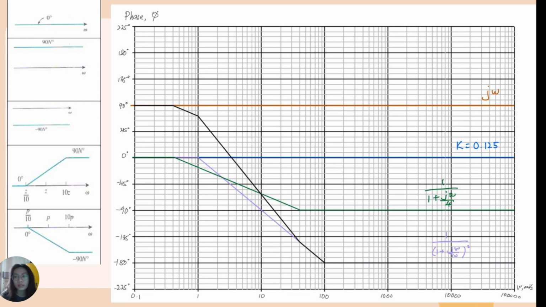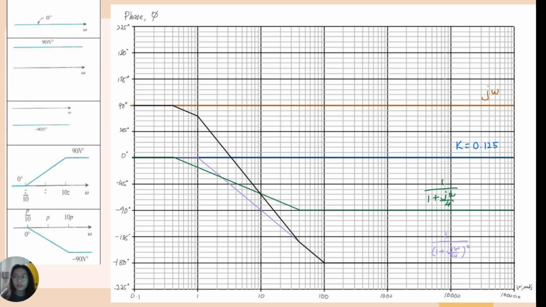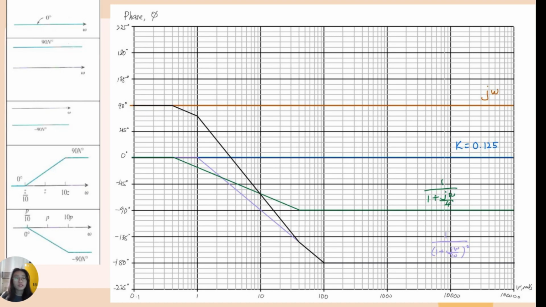At 100 radian per second, we plot a point at negative 180 degree. At 100,000 radian per second, we also plot a point at negative 180 degree, and we connect all the points together. The red color is the resultant phase plot. And this is how we draw the phase plot. That's all for me. Thank you.